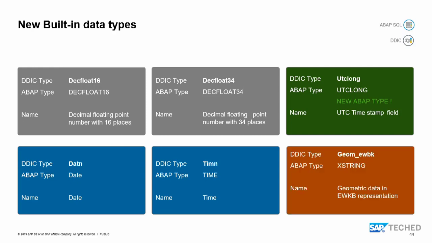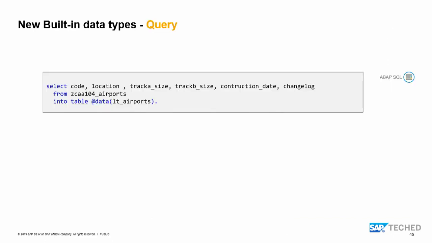And finally, we have the geometric data, represented with the type named GEOM_EWKB. With this type, we are now able to represent in the ABAP world geographical, geospatial points or polygons or any shape that we would like to represent. It is important to say that the ABAP type is a binary format, so it is an XSTRING.